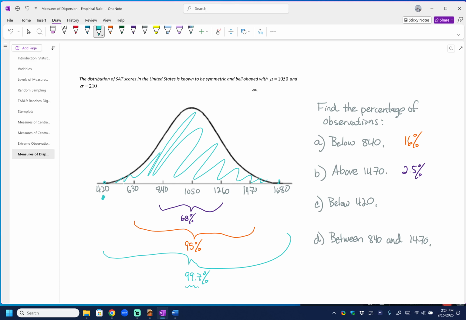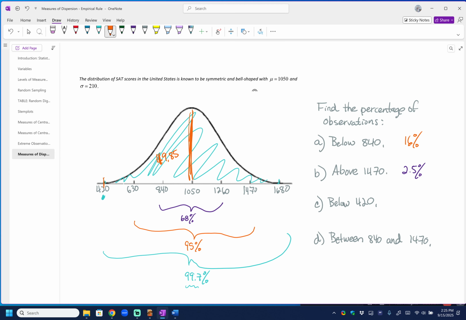So what does that mean for us? Well, again, if we cut this curve in half and we take half of 99.7, then we're looking at about 49.85. So 49.85 on this side from 420 to the middle spot.